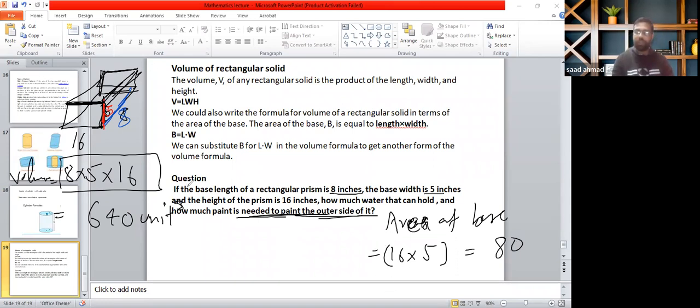And then what else do we need to do? We need to find the perimeter of the base. Perimeter of base, that will be 16 plus 16, 8 plus 8, 16 plus 16, 5 plus 5.